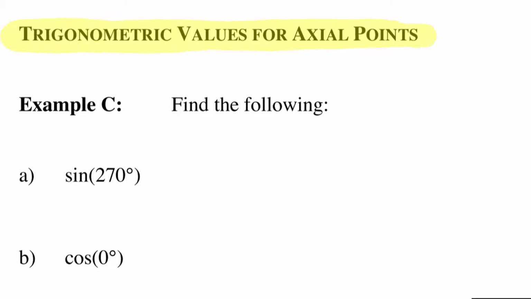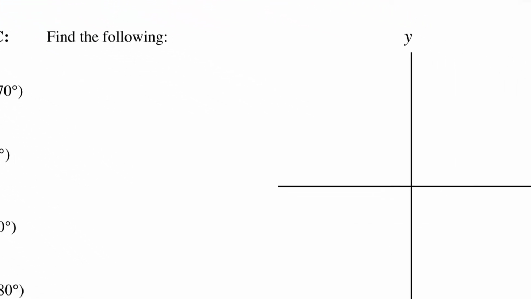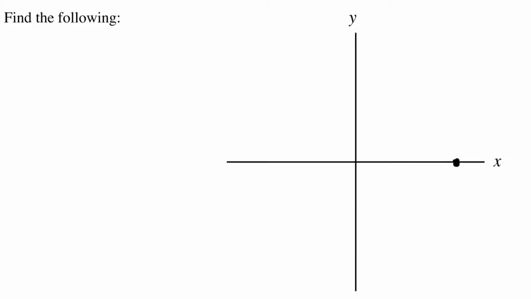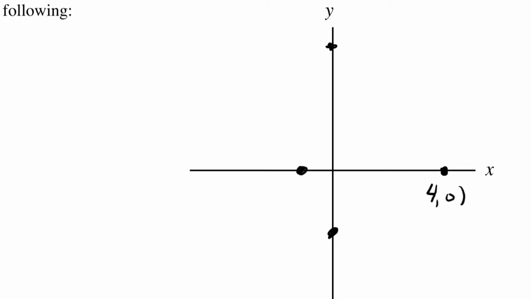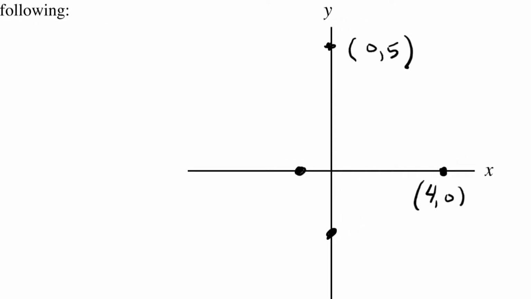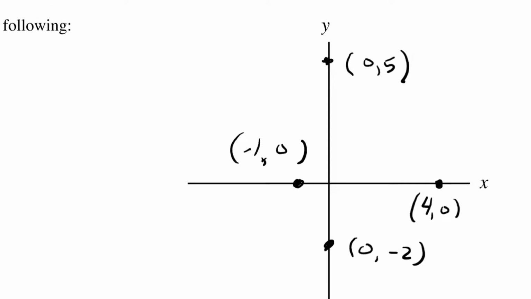All right. So what about trigonometric values for axial points? Let me go ahead and just put some arbitrary points on the axes, positive and negative, x and y axes. And I'll just call the first one 4, 0, and then the y-axis 0, 5. I'm just picking some numbers here. Negative 1, 0, and 0, negative 2.